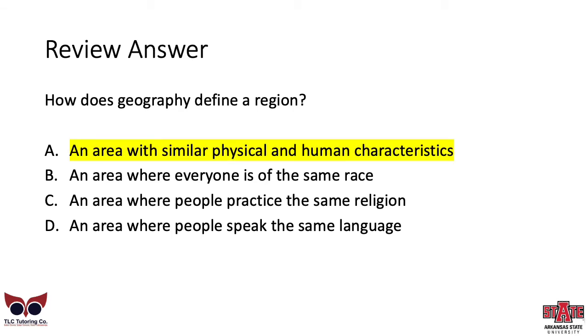Geography defines a region as an area with similar physical and human characteristics. While all of the other factors, such as race, religion, and language, can be aspects of human characteristics, it's important to remember that a region does not require that everyone in that region be exactly the same. These are generalities that apply to a large number of people who live in the region.